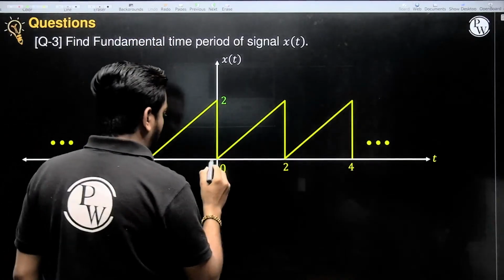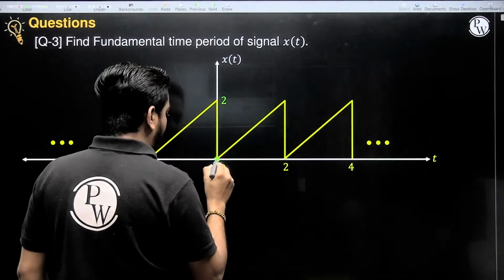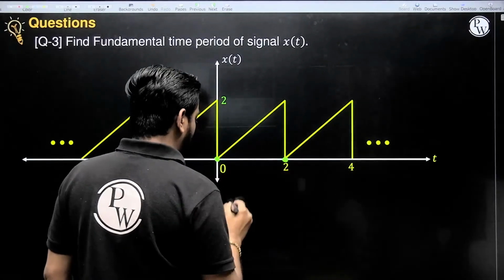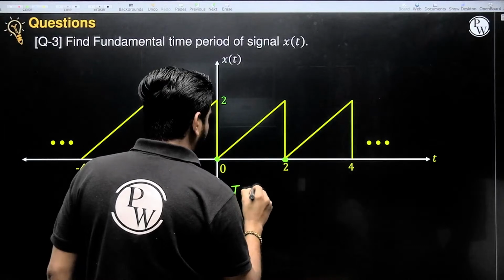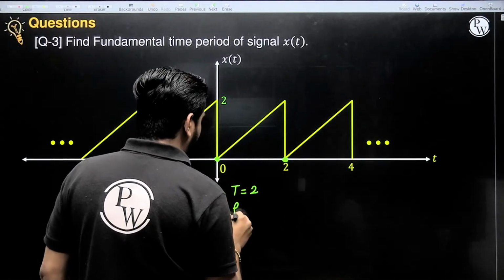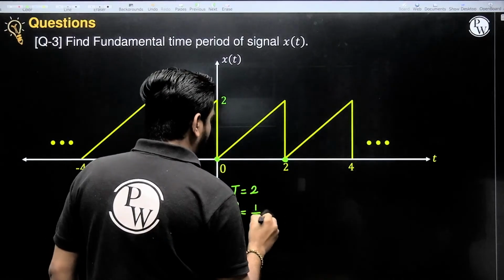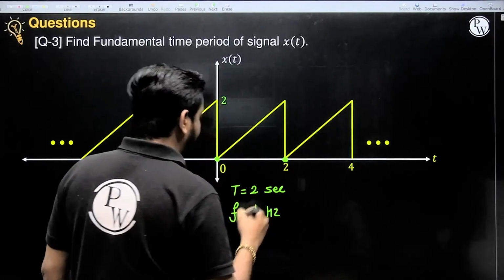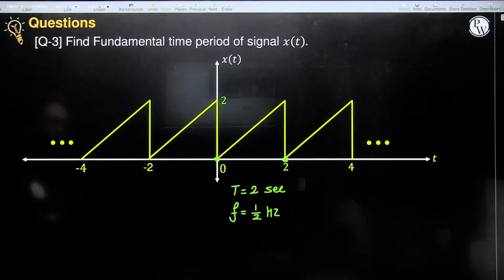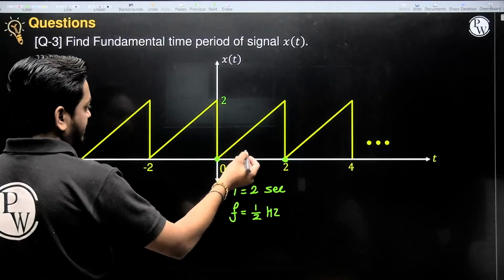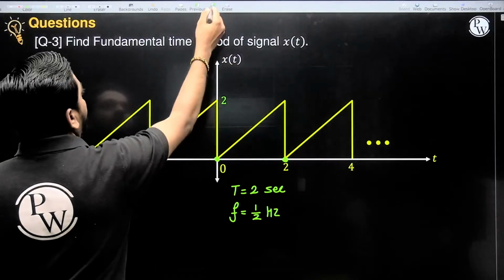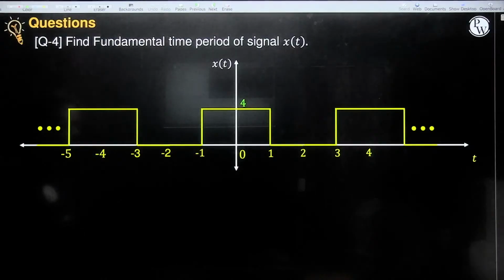So here is a non-sinusoidal periodic signal, with the fundamental time period from 0 to 2. The fundamental time period is 2 seconds. The fundamental frequency is 1/2 hertz, or you can say cycles per second. Okay, and you can see this signal has a non-zero DC value, a non-zero mean or average value. Now next, question number 4.